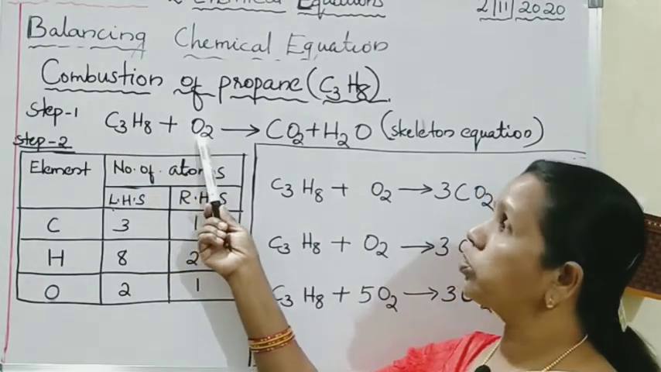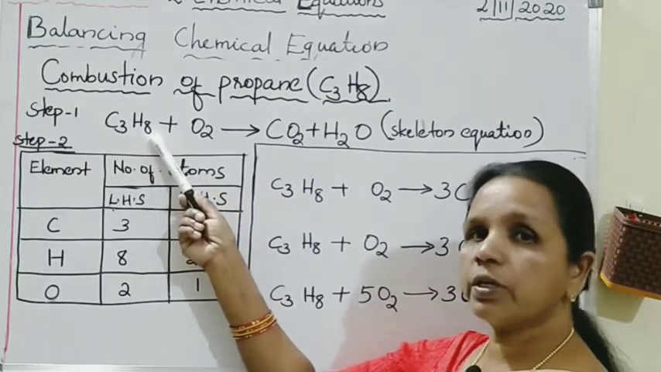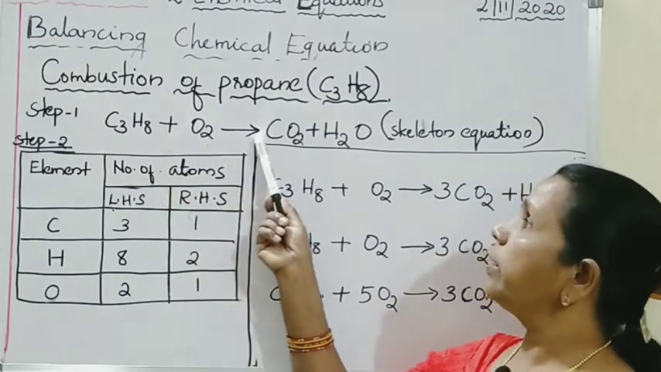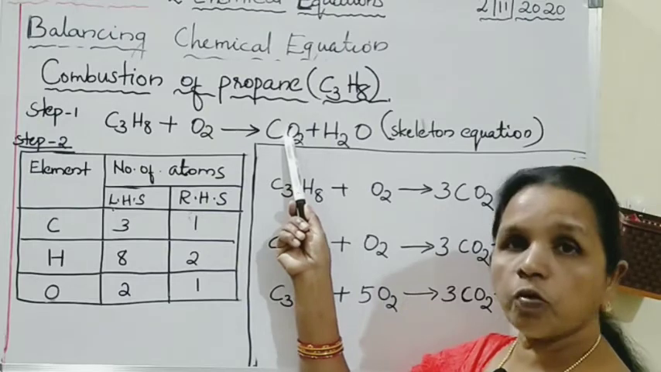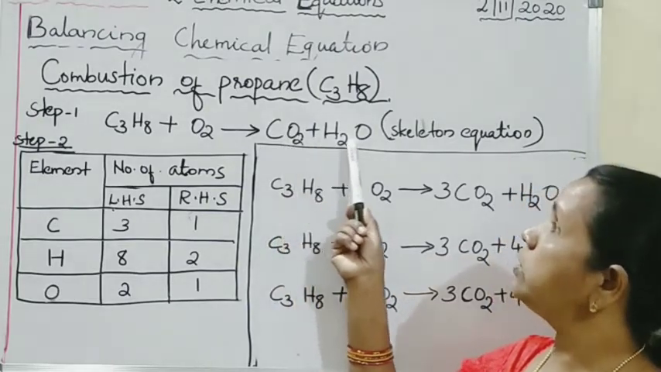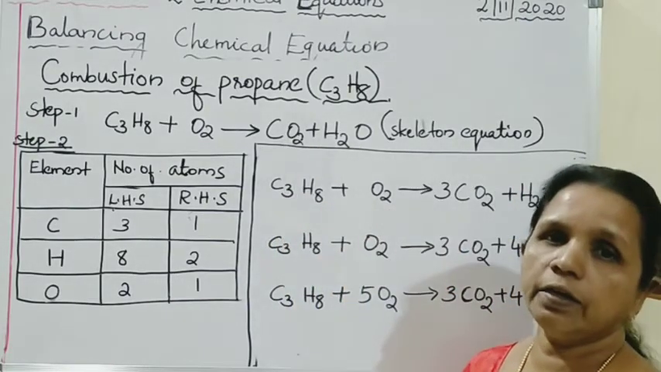Plus O2, oxygen. Oxygen burning means the oxygen is needed, no? Therefore, oxygen gives rise to CO2. CO2 means, as all of you know, carbon dioxide, plus water. This is the skeleton reaction.